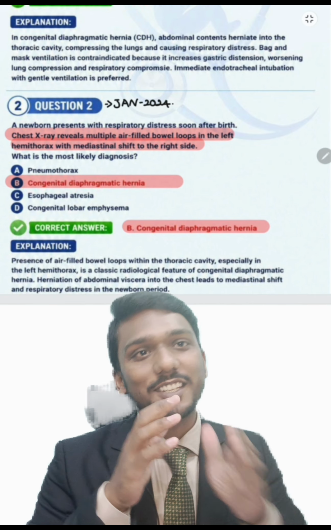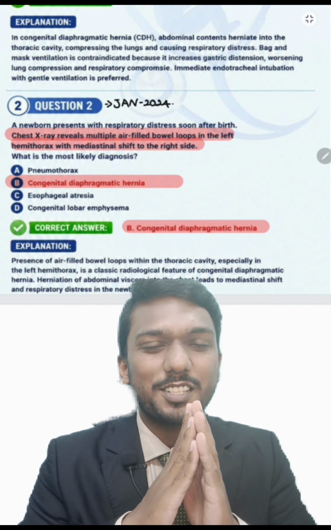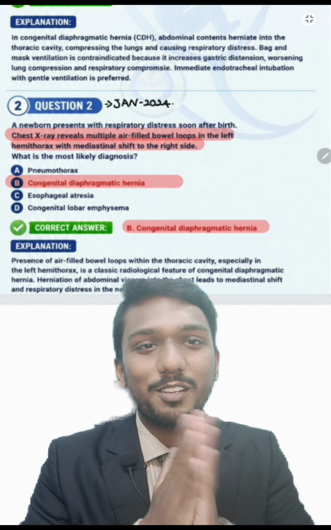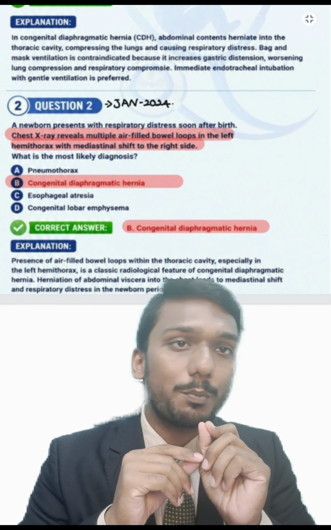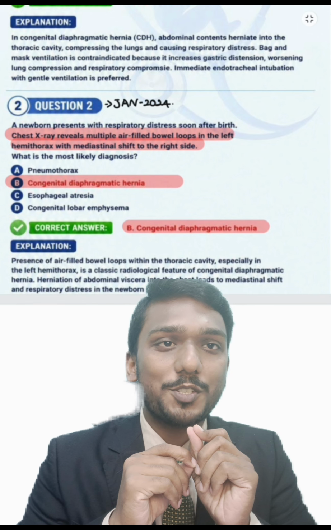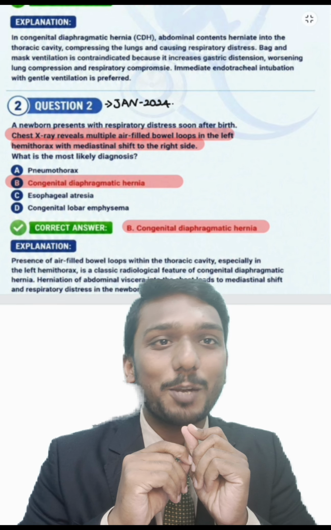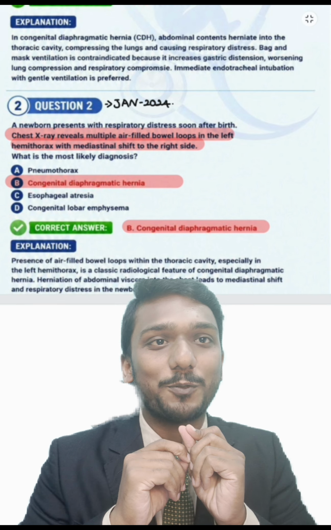So this is one of the high-yield and easiest topics. Just understand that the bowel loops are moving from here to there, and just remember the embryologic defect which I mentioned. So that's all.